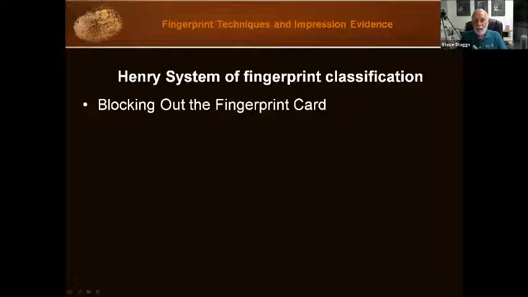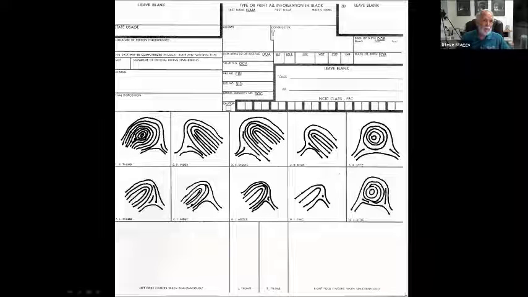I really like the technique of blocking out a fingerprint card because it helps us to then do our classification. You could look at a card and do the classification, but when you block out the card, it makes it a lot simpler to then transfer your blockout information to the classification. So here is what a fingerprint card looks like before it's blocked out. And I have some drawings here, very simplified, obviously, of fingerprint patterns in the 10 positions.